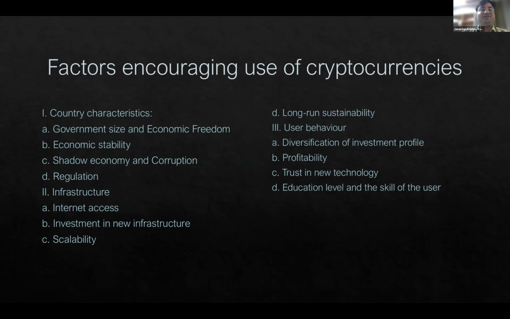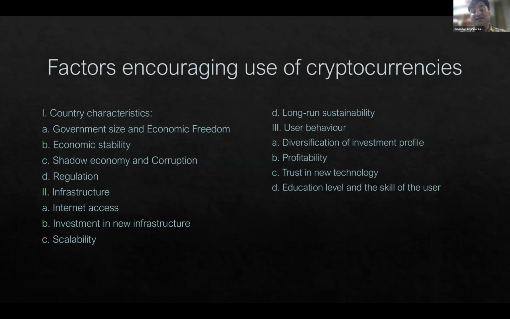We found that there are various factors that affect the usage of cryptocurrencies, like country characteristics that include government size, economic freedom, economic stability, shadow economy, and corruption in the country. Definitely, cryptocurrency solves that problem to a great extent if it is accepted. And that is the reason it becomes really tough for some countries to implement an open policy for cryptocurrencies, along with various other regulations for these kinds of currencies.